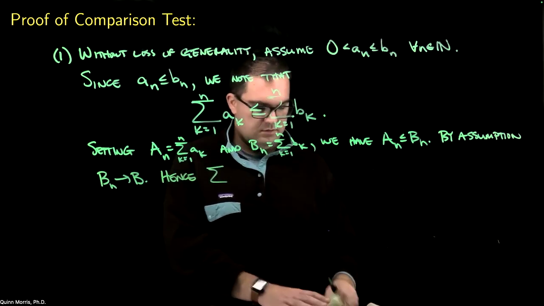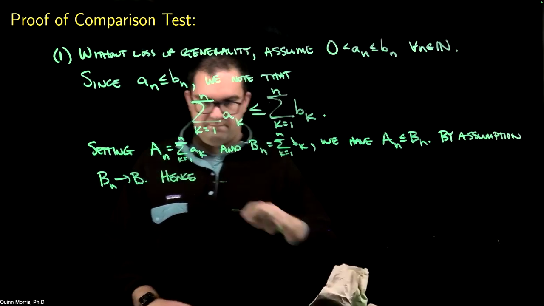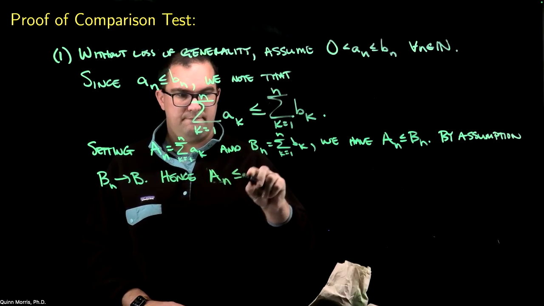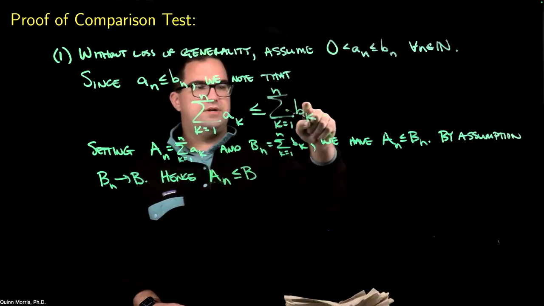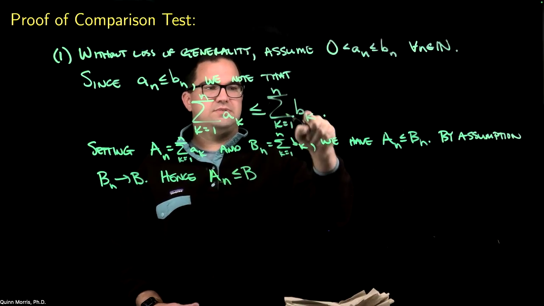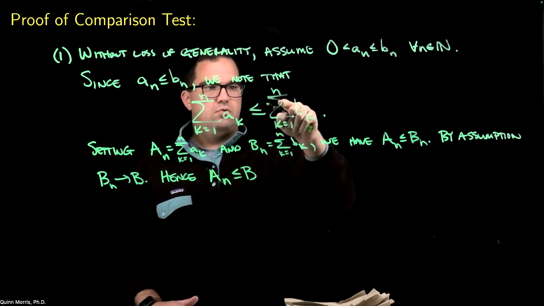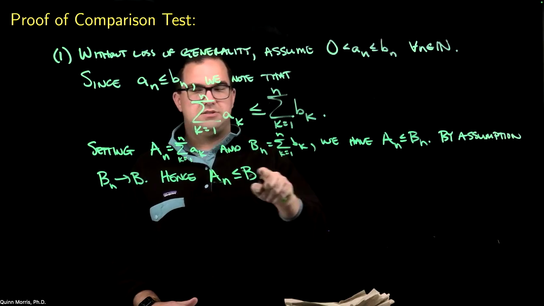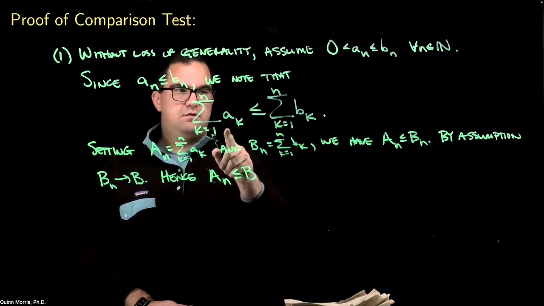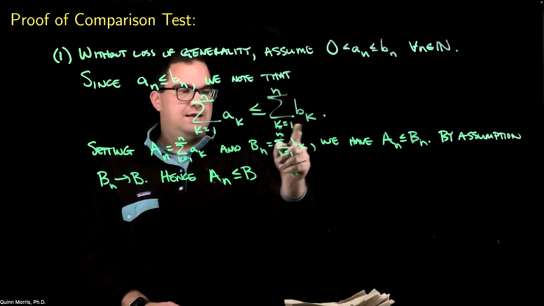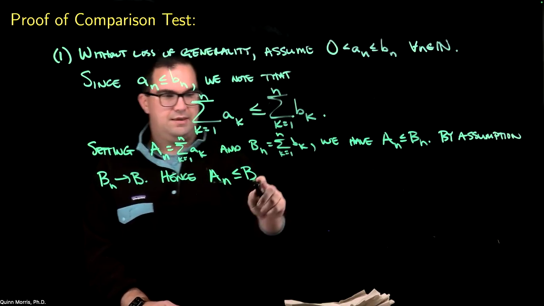Hence, if I look at my ANs, it must be less than or equal to B. Each of these is increasing, right? As I add on more terms, this is increasing because each of these terms is strictly greater than 0. So whatever this is doing, it's increasing and converging to B. So each AN is bounded above by each BN, but each BN is less than or equal to B. So AN is less than or equal to B.